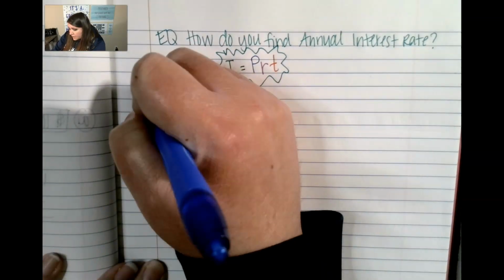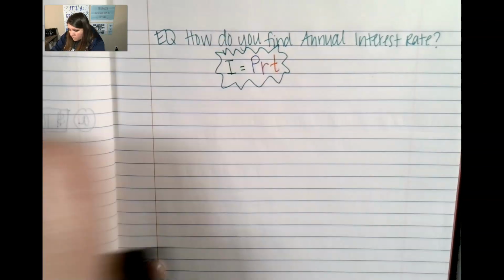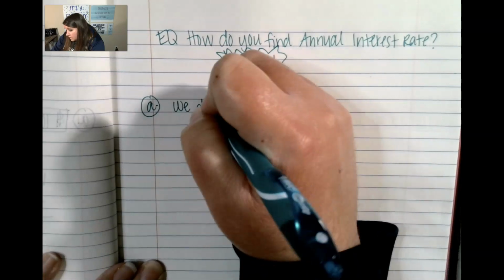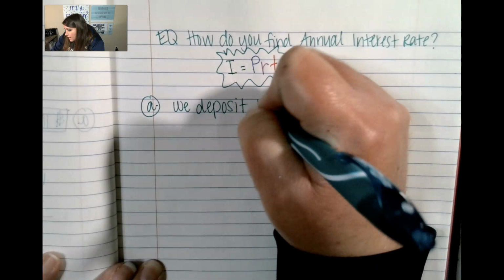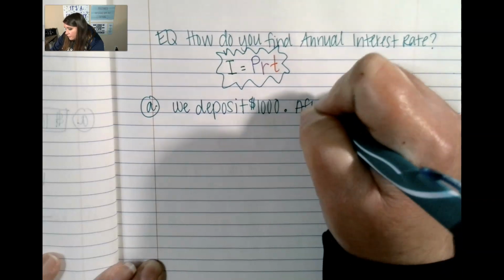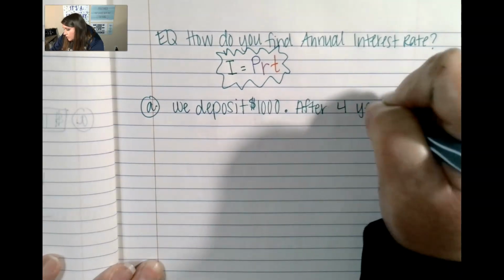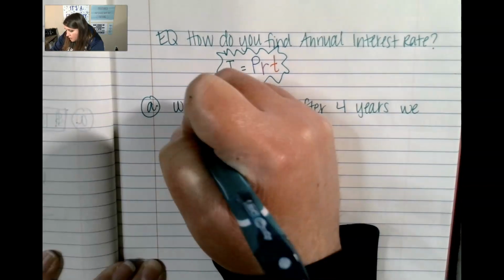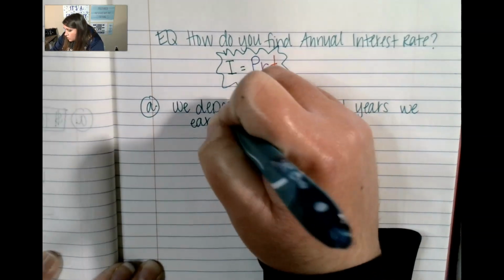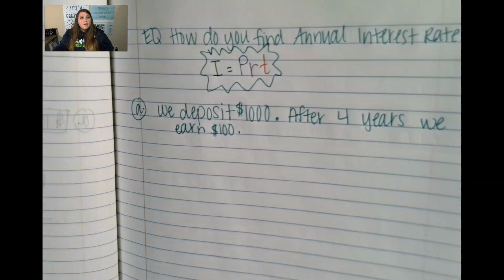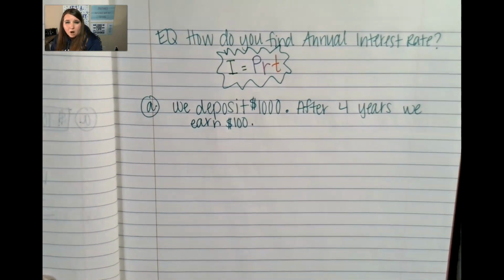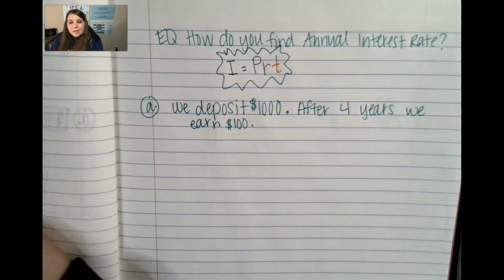Example A says that we deposit $1,000 into a bank account. After 4 years, we earn $100. So it wants to know, what is the annual interest rate? That is the question we are solving.